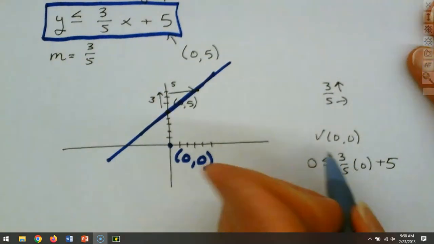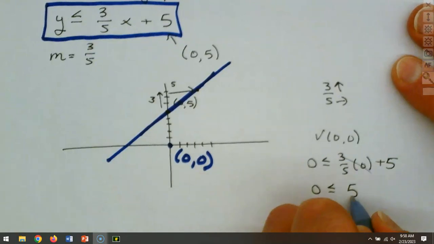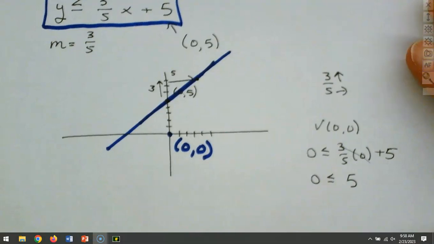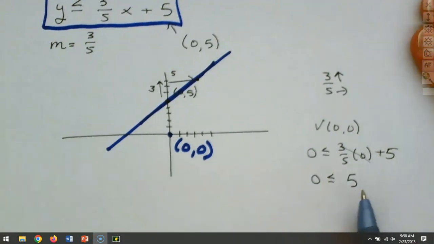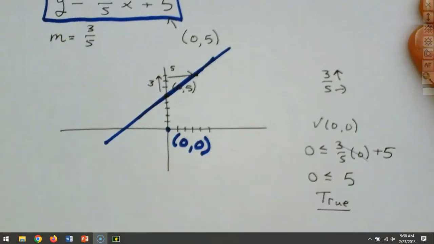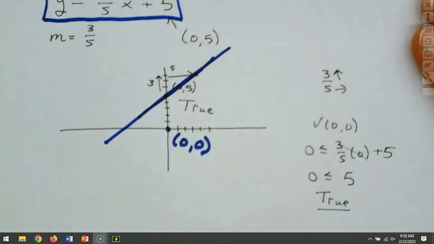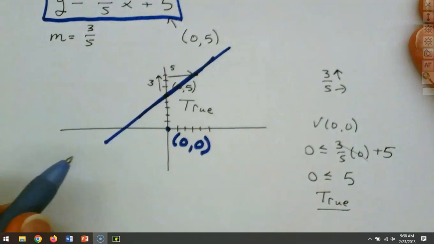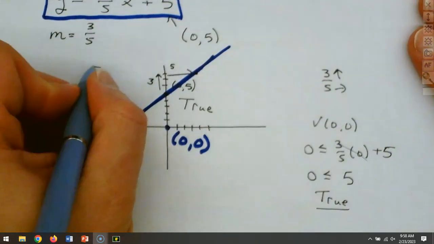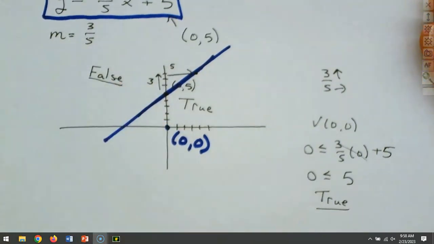Well, 3/5 times 0 is 0. And is 0 smaller than 5? Yes, right? Because it's opening towards a larger number. So that would be true. That makes this half true. Now the line is going to separate the true from the false. In this case, we found (0, 0) to be true. So that means the lower half is true, and the upper half is false.